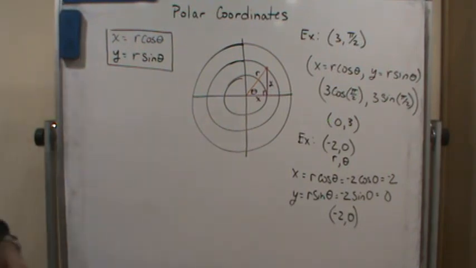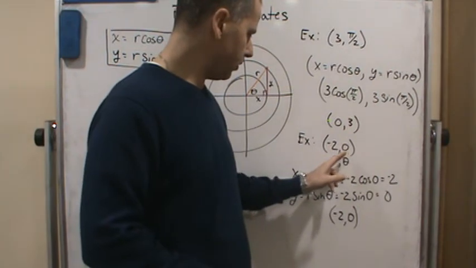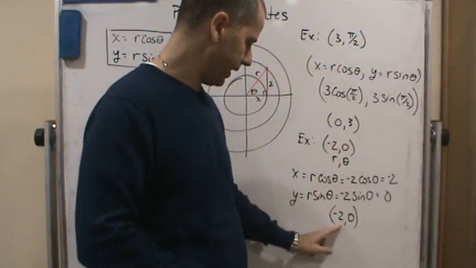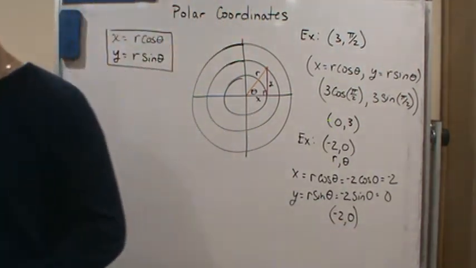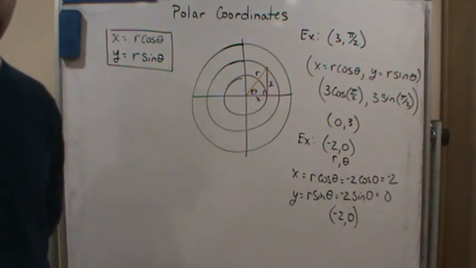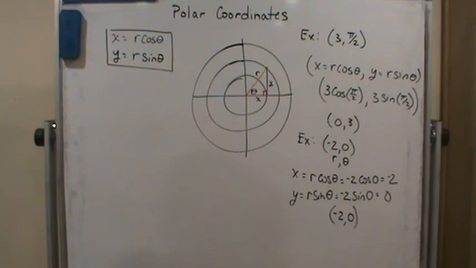So in this case, we found that negative 2, 0, when we're talking about radius and theta, is the same as the corresponding xy coordinates. Okay, that's it. So next time we'll start talking about how to convert from rectangular coordinates to polar coordinates.